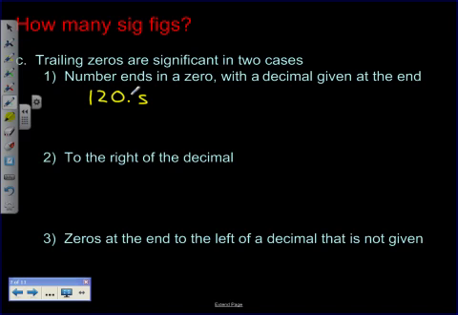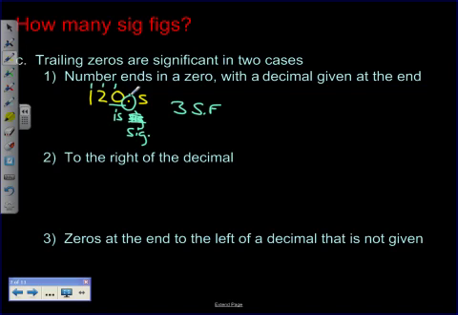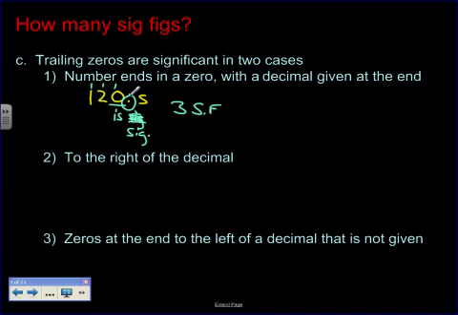Okay, so rule number one: if a number ends in a zero and there's a decimal given, then it's significant. So if you look at this 120, the decimal was already written there, not assumed, it's already given. That means that zero is significant. That zero is there for precision. That tells me that my measurement is precise to the ones place, not just the tens place. So that means we got 3 sig figs in this particular case. That one's a little hard to find, but if the decimal is specifically given at the end of the number, it's there for a reason.